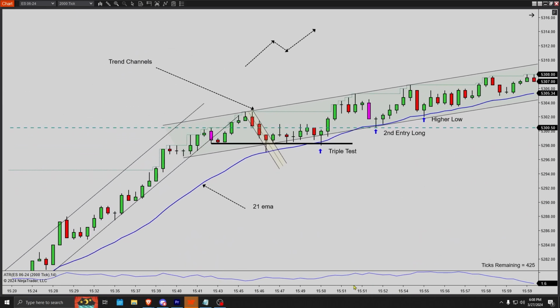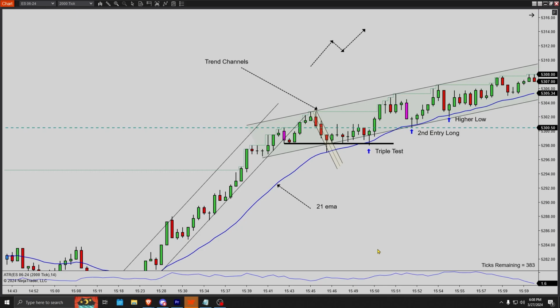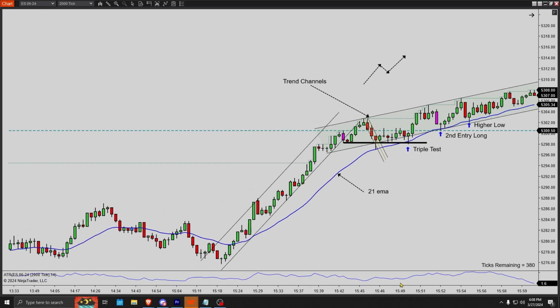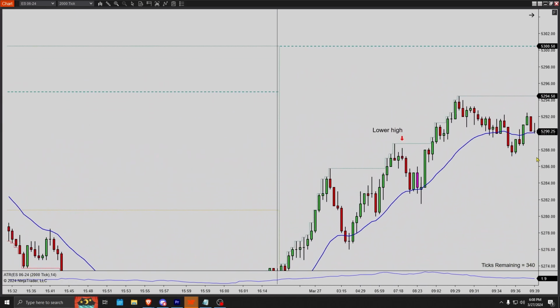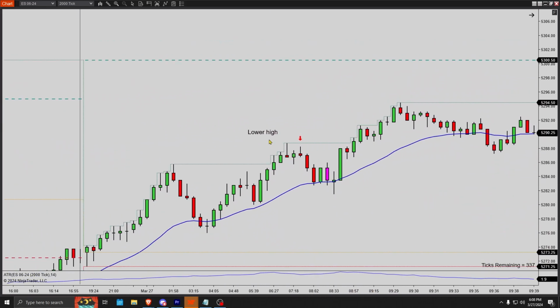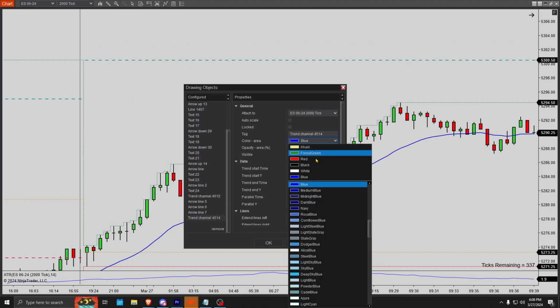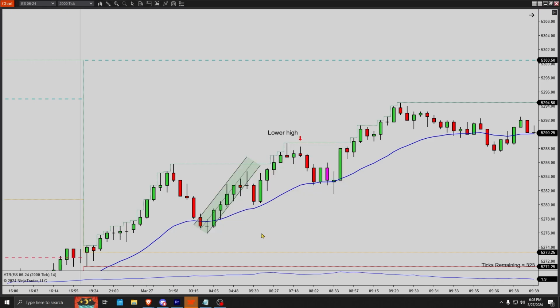So those are some setups right there. That's some real-time stuff on how I figure it out, how I trade the system. And I'll show you one last thing. So you have a higher low, and then you also have a lower high. So it's important to know when to get the lower high. And this is where context comes in and where our trend line is.